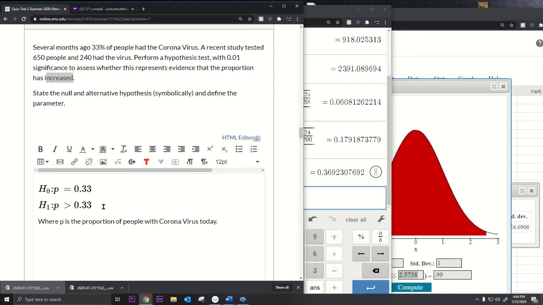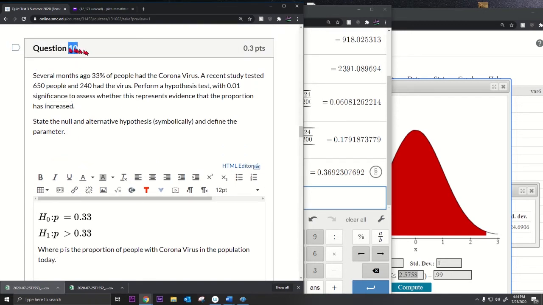So you can say currently or today, and I forgot something: proportion of people with coronavirus today, or in the population today. So this is a population proportion, that P stands for the population proportion. So I like saying in the population. So there you have it. That's how you answer this question, number 10.